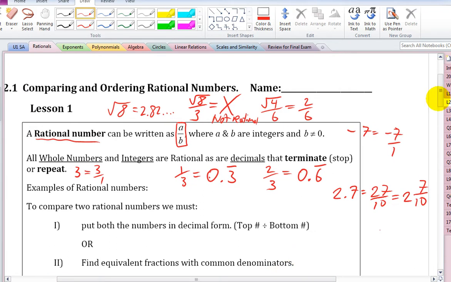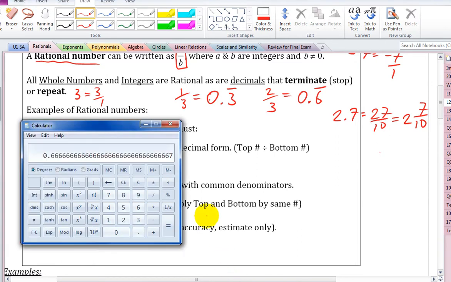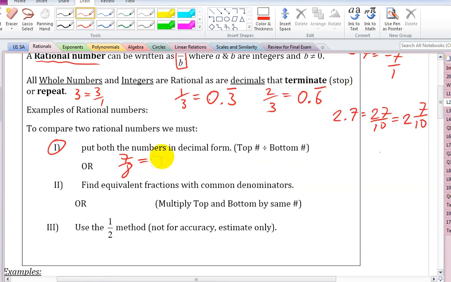So to compare rational numbers, if I want to see which number is bigger, number one, you can put both numbers in decimal form, and that's what you guys probably do. So if we have 7 over 8, what does that equal as a decimal? It's a division. 0.875. Good.